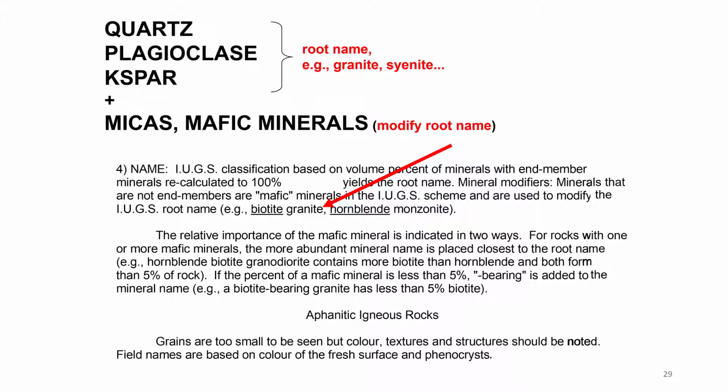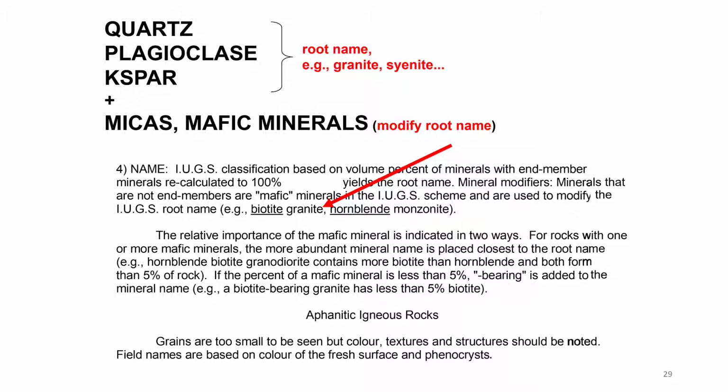So how do we go from the root name to adding in these other minerals? This is a good reference slide for you. We start based on the base name, such as granite, and the minerals that are not end members of the QAPF diagram modify the base name. If you have biotite, for example, in a granite, you would name it a biotite granite.